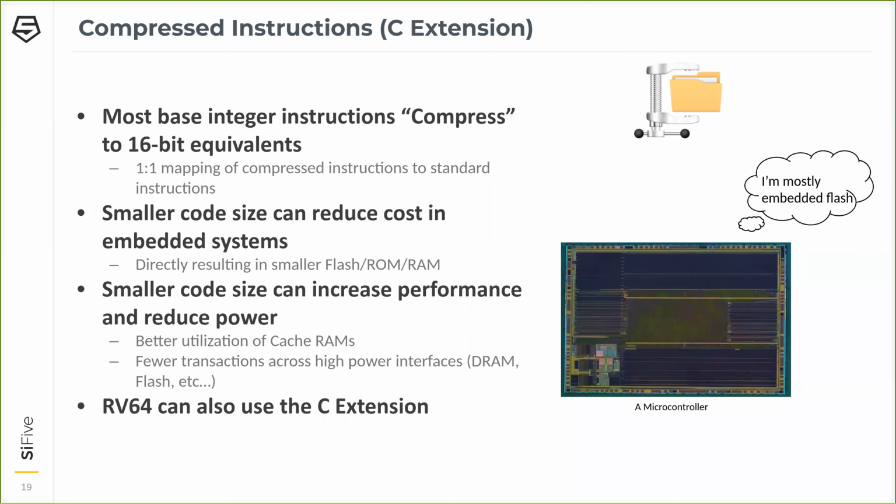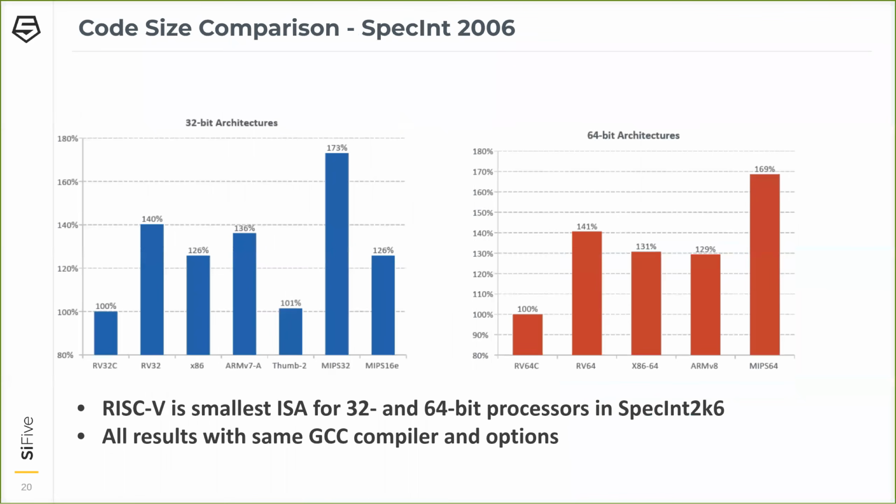Now, as I mentioned earlier, one unique point of RISC-V is that the 64-bit architecture can also use the C extension. Specifically, you can have a 64-bit architecture with 16-bit instructions. If you look at the code size comparison between RISC-V using the compressed extension for the SpecInt 2006 benchmark, RISC-V is very competitive with the equivalents. Especially if you look at 64-bit architectures, it's quite a bit smaller than all of the other architectures because it supports 16-bit instructions.